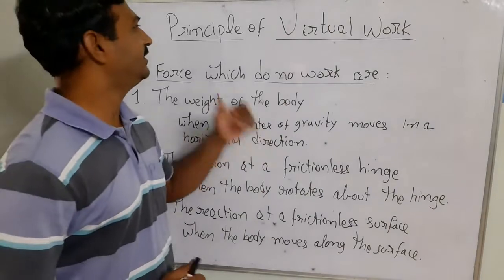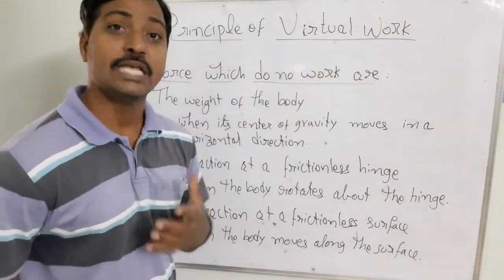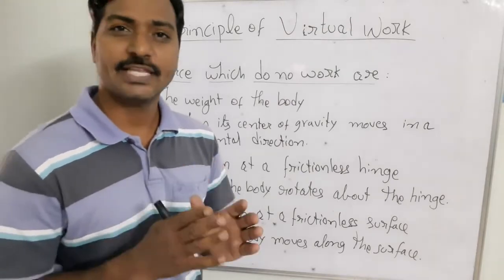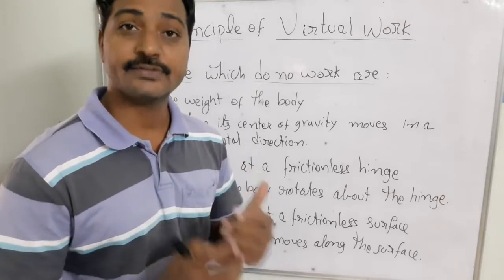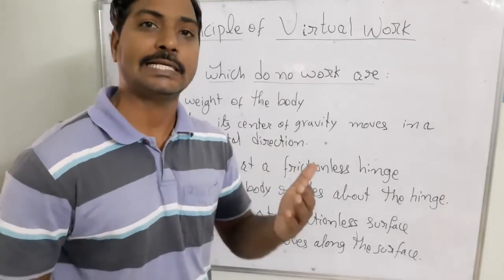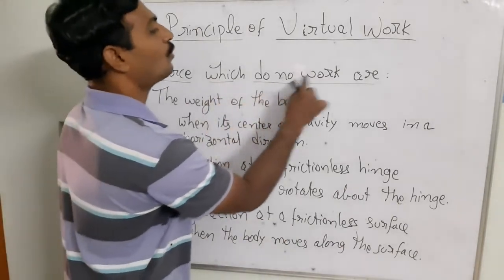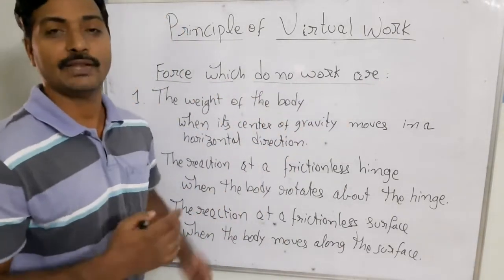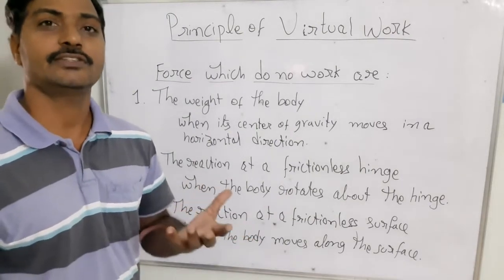So we have seen the definition or the statement of the principle of virtual work. We have seen that the system of forces acting on a particle or on a rigid body cannot all generate work. That means there are forces which do no work when acting on a body. So what are the forces which do not generate work?